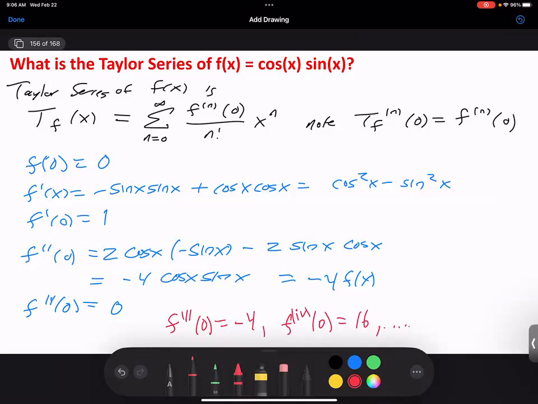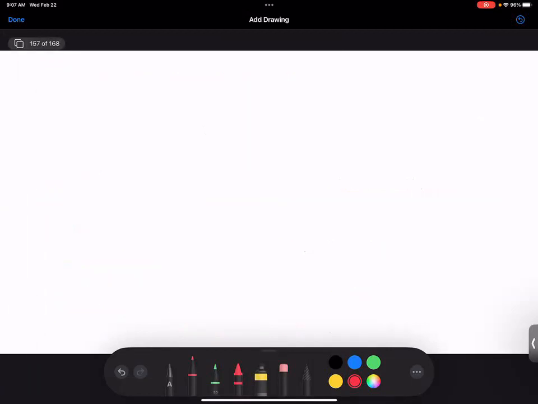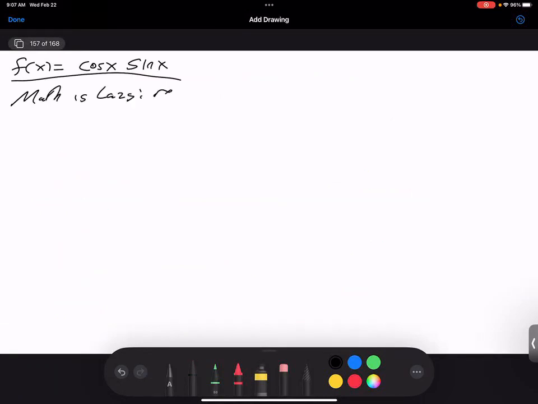So that's not so bad. There are two other ways to do this problem. The more ways you have to do a problem, the better. So let's look at the function again: f of x is cosine x sine x. Mathematicians are lazy, so reduce to something known.